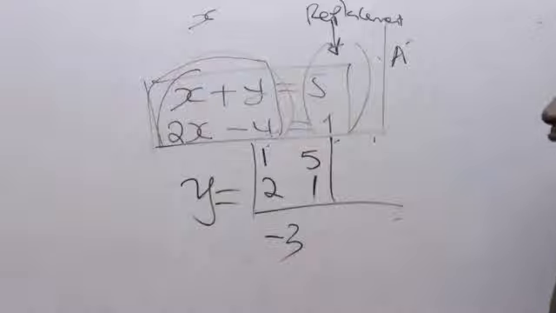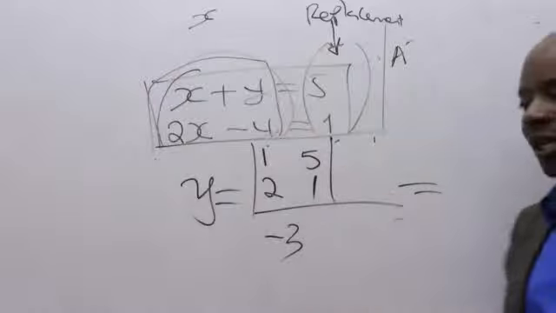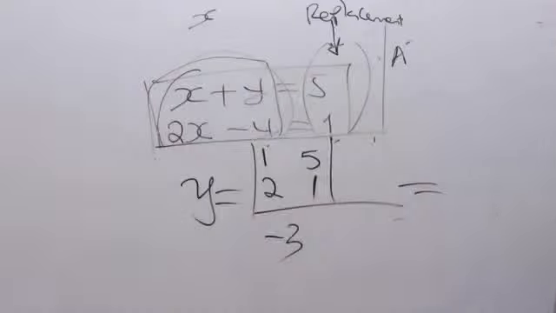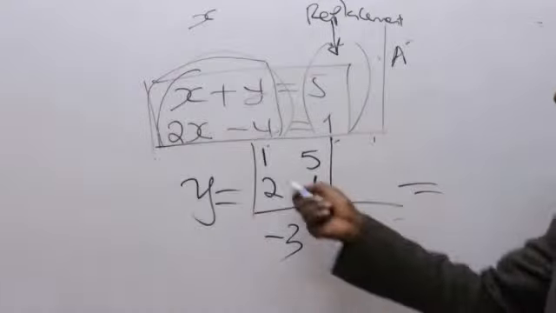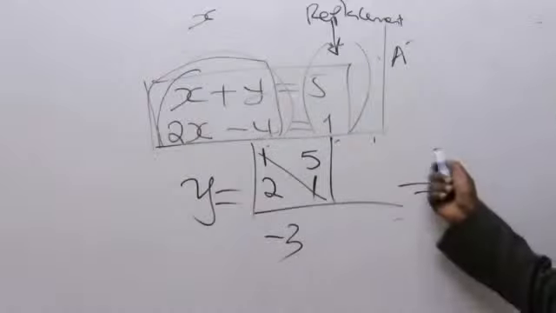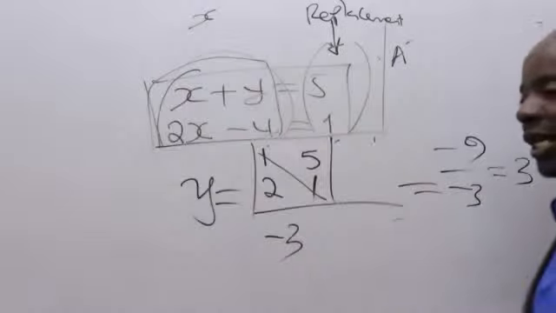Every unknown variable. So the only thing that we need to do tonight is to ascertain the determinant of the numerator. We need to come here and ascertain the determinant of the new matrix. So 1 times 1, that gives me 1. Minus 10, that gives me minus 9. And then minus 9 divided by minus 3 will be equal to 3.